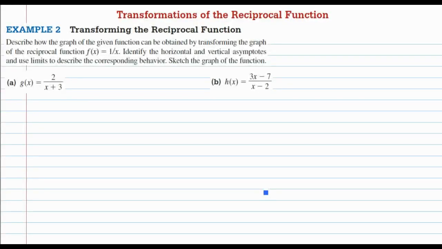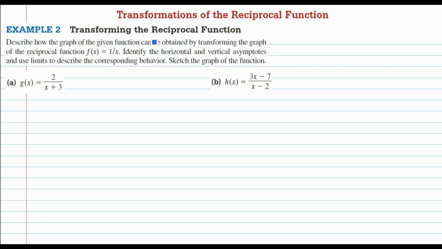This is the screencast for section 2.6, example 2, transforming the reciprocal function. Well, we know the reciprocal function is one of our basic functions from section 1.3. It has a vertical asymptote at x equals 0 and a horizontal asymptote at y equals 0. g of x then, directions.